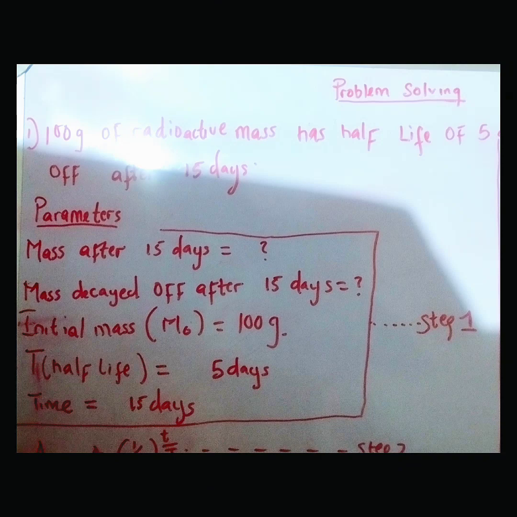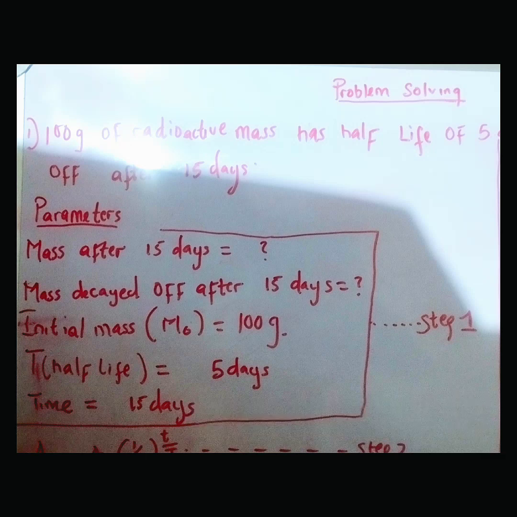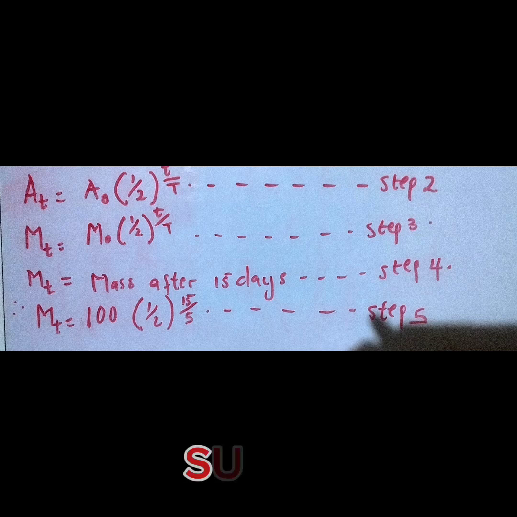We all know what initial mass is, which is the mass at the beginning before radioactive activities take place. Then we have our half-life. We were given our half-life, which is 5 days, and we were given our time for that initial mass to decay. The actual time they give us is 15 days. Then we move to step 2.